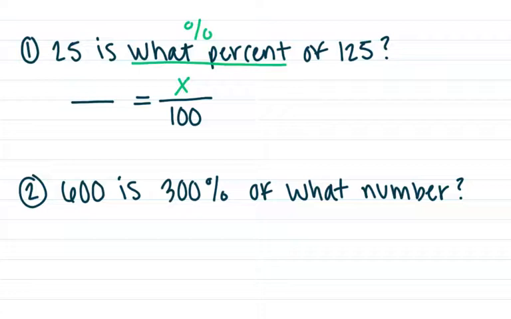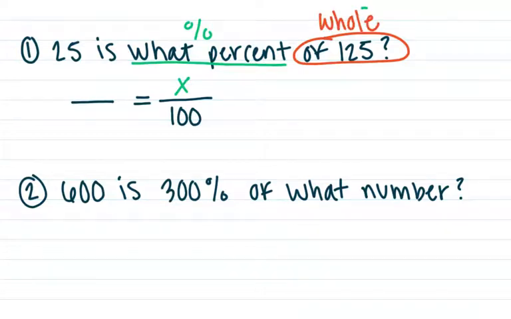And then we have to figure out what is this 25? What is this 125? With this 125, I see that word of. So it makes me think that maybe this is a total or the whole amount. It says 25 is this percent of 125. That makes me believe that this 125 is our whole. So this guy right here, I'm going to circle. This is our whole.